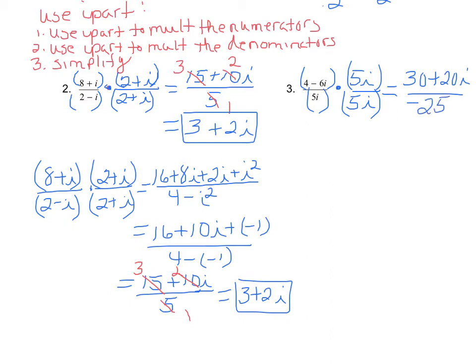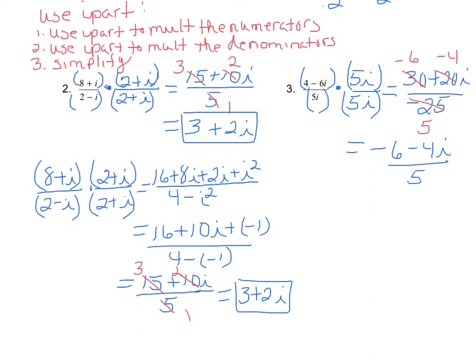So now we have to look and see if we can simplify. Yes, 5 can go into all of them, but take a look at your denominator. It's a negative. So you're going to want to divide everybody by a negative 5 to change your denominator to a positive. So negative 5 goes into negative 25 5 times. Negative 5 goes into 30 negative 6 times. And negative 5 goes into 20 negative 4 times. So my final answer is going to be negative 6 minus 4i over a positive 5.